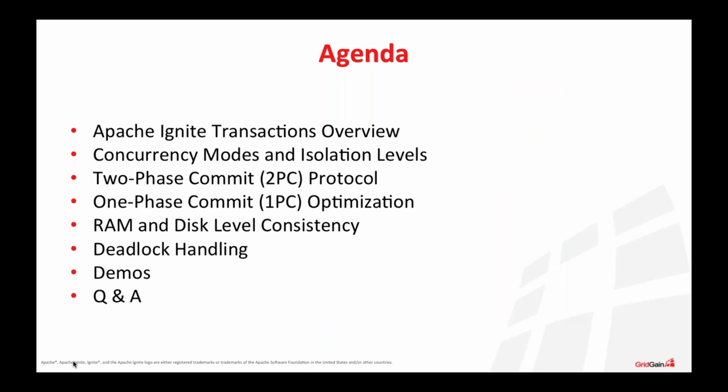Okay, so moving on then. In terms of the specific agenda today, I'd like to do a brief overview of Ignite transactions. We'll look at concurrency modes. We'll spend a bit of time on two-phase commit, as that's the main thing we focus on with Ignite. However, Ignite does offer one-phase commit optimization, which is useful in some situations, and we'll briefly talk about that as well. We'll talk a little bit about RAM and disk level consistency and how to handle deadlocks.